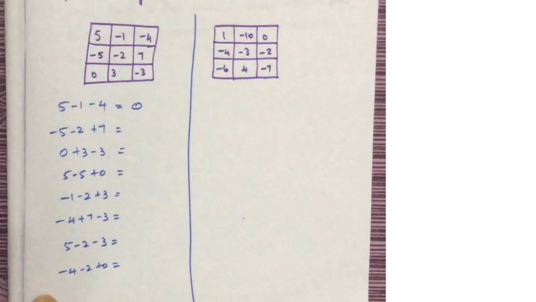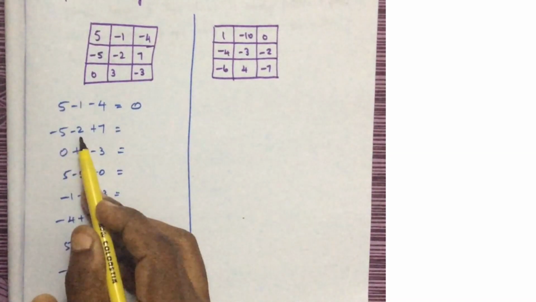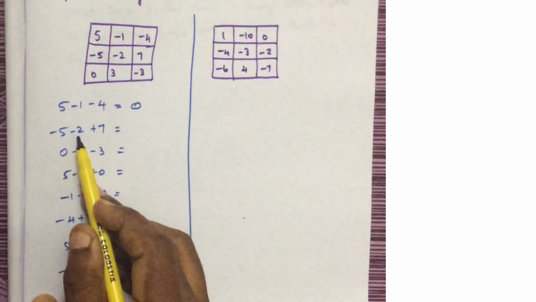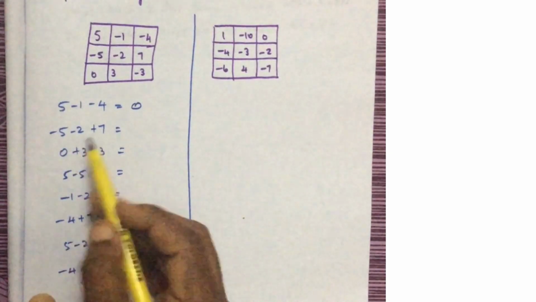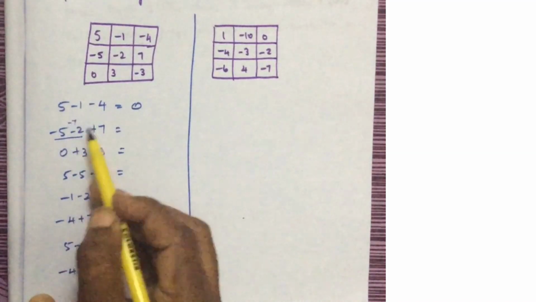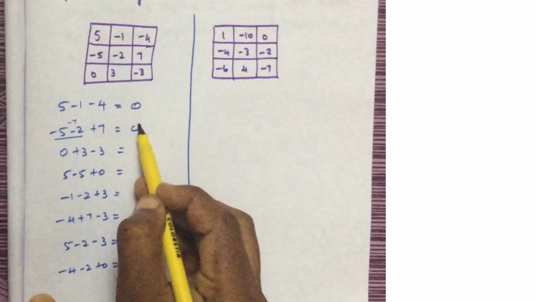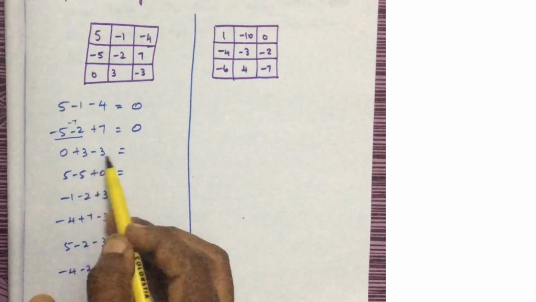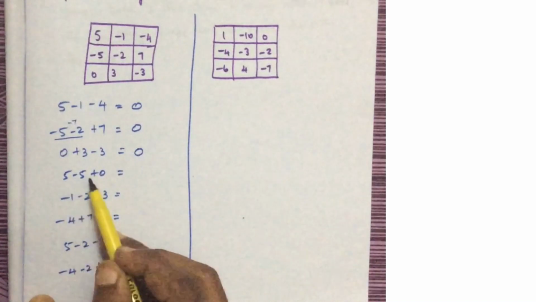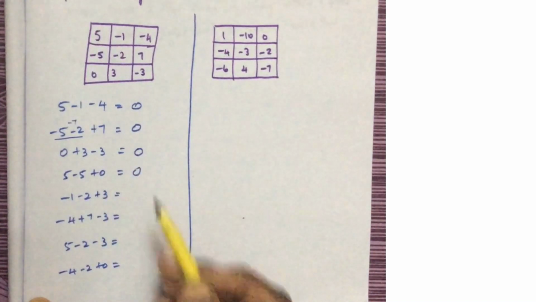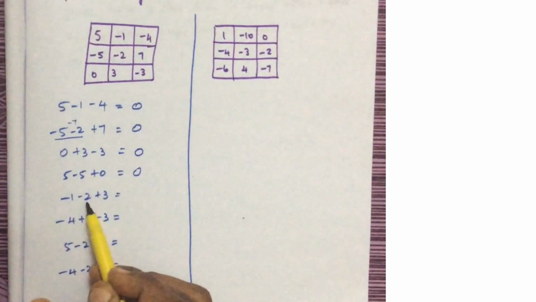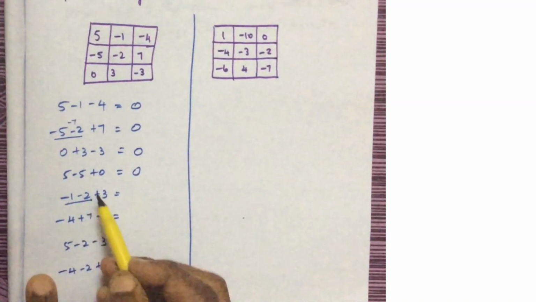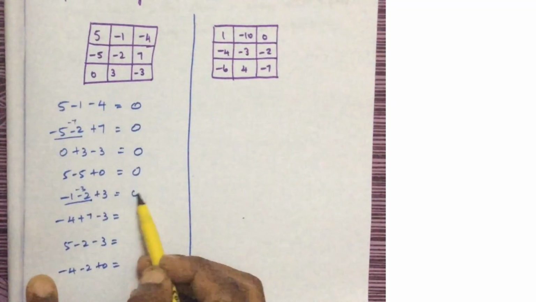0. Okay, minus 5 minus 2. When the signs are the same, you have to add. So minus 5 minus 2 is minus 7. So minus 7 plus 7 is 0. So 0 plus 3 is 3, 3 minus 3 is 0. 5 minus 5 is 0. Now you see minus 1 minus 2. When the signs are the same, you have to add. Together it becomes minus 3. Minus 3 plus 3 is 0.